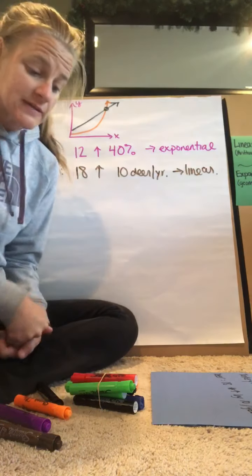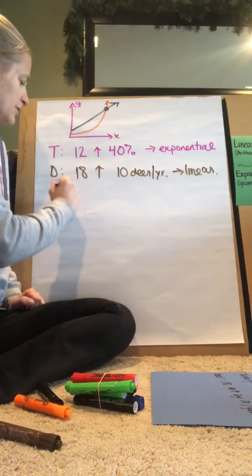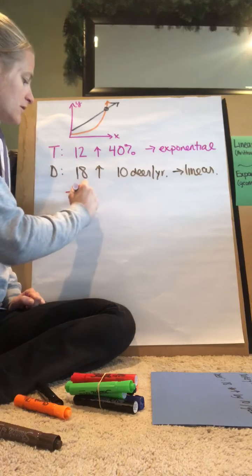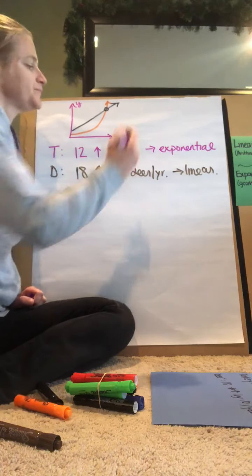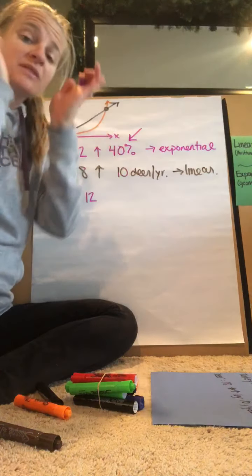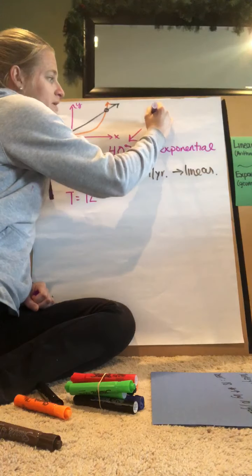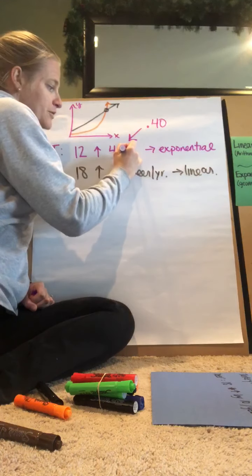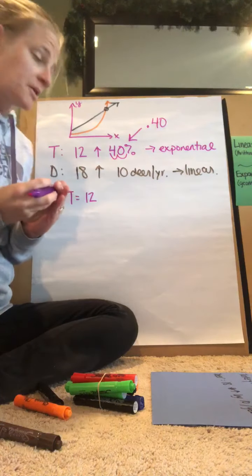Okay, so now we've got to create our equations. So I'm going to keep this one in pink. We've got our turkey population started with 12, right? That's our initial amount. 40%, you should right now be saying, Miss Pierce, change it, right? We need to change this to 0.40. We have to move that decimal spot over twice so that we can represent our percent as a decimal.